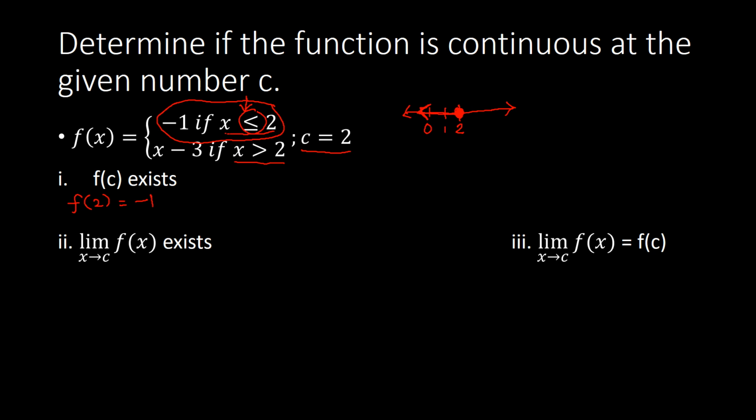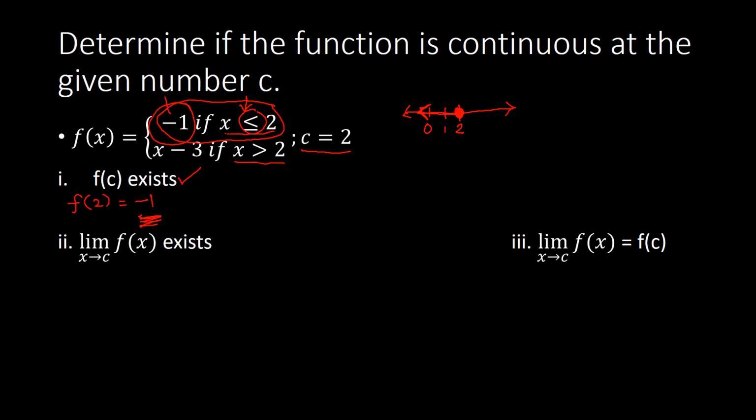No matter what the value of your x there, this is actually a constant function in which your y will always be equal to negative 1. So that is the value of f of 2. F of 2 is negative 1. Since we have a negative 1 value, that means our f of c exists. Since f of c exists, this might be continuous or not. We are going to check out the second condition, in which the limit of f of x as x approaches c exists.